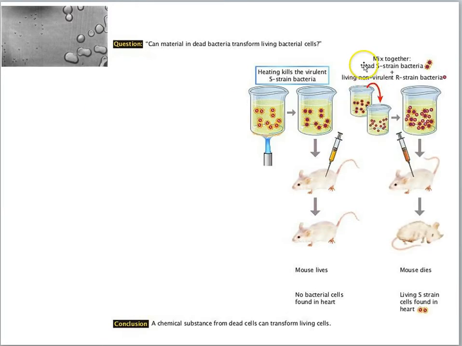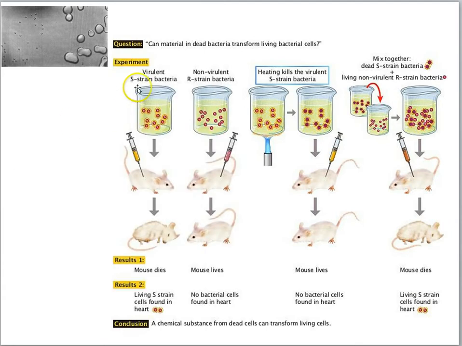He's going to take some of the dead S strain bacteria, the stuff that was killed by boiling, and mix it with living, non-virulent R strain bacteria. That mixture turned out to be lethal. The mice died, and furthermore, autopsy revealed living S strain bacteria in the heart. Now, there were no living S strain bacteria injected originally into the mice. There were dead S strain bacteria. The only living bacteria were the R strain. Yet after death, living S strain bacteria cells were found.